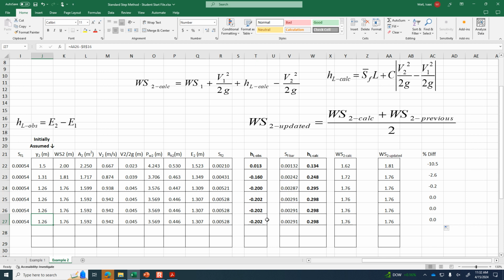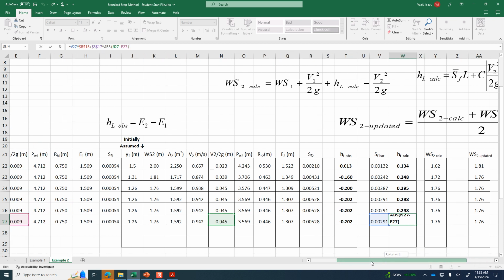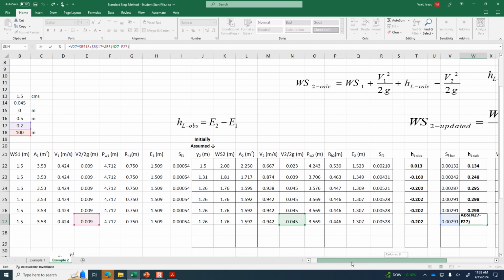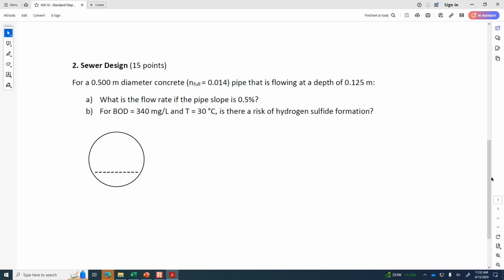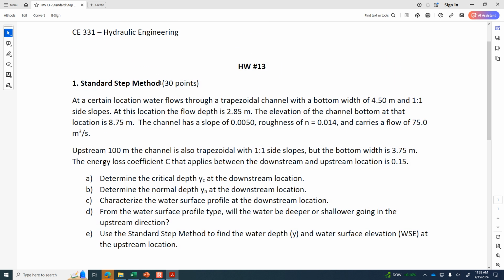Despite the fact that the observed and the calculated head loss don't match, I'm not sure what to make of that. It could be just that I've got the order wrong in the velocity heads, but that's the process you need to follow on the homework assignment. In the homework assignment, we've got a downstream location where it's a trapezoidal channel with a bottom width of 4.5 meters and 1-to-1 side slopes. So that's the equivalent of what we've just done.